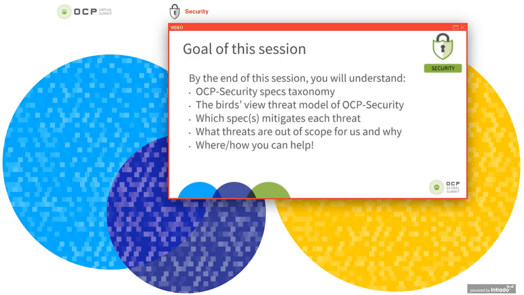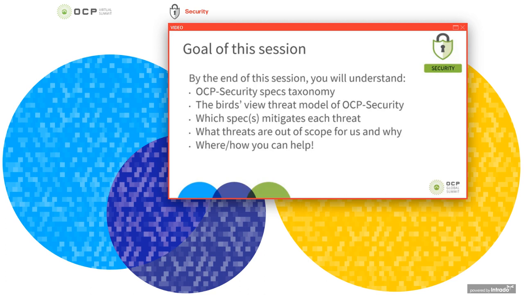So first of all, what are we going to try to achieve in this session? I'm going to try to walk you through the high-level specs taxonomy and terminology taxonomy of OCP security. This is the first session in the security track today, so I thought it's a good opportunity to use it to explain the big picture and not just focus on the threat model.